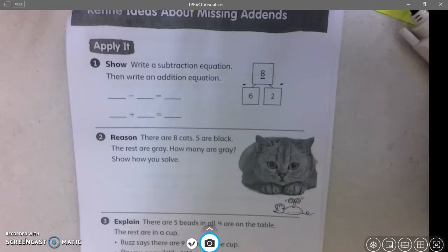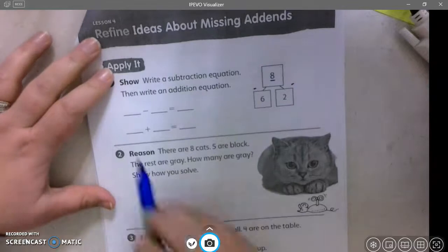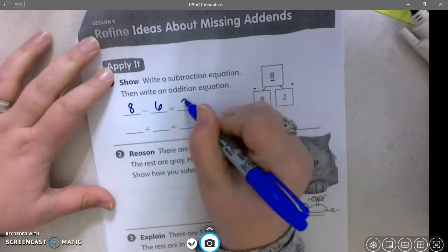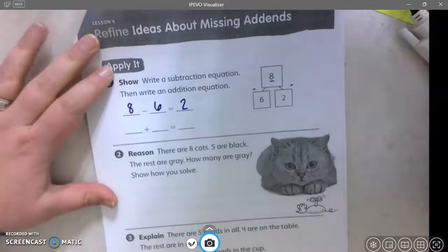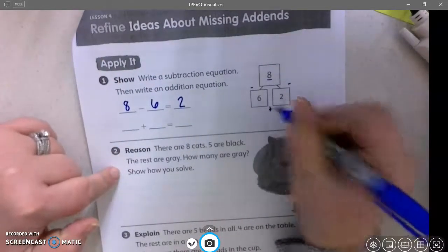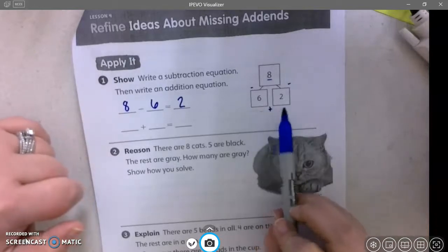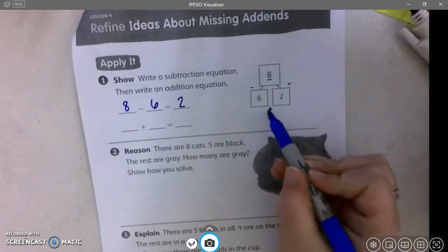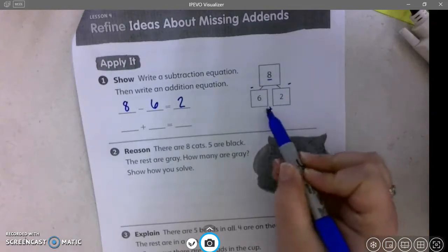All right, so the 2 equations that you could have written down here are 8 minus 6 equals 2, or 8 minus 2 equals 6. Those are the 2 subtraction equations for this number bond. For the addition equation, there's also 2. And remember that it starts with a part and ends with a whole. Go ahead and see if you can think of an addition equation that would go along with this number bond. All right. So again, there are 2 that you could choose from. You could say 6 plus 2 equals 8, or 2 plus 6 equals 8.